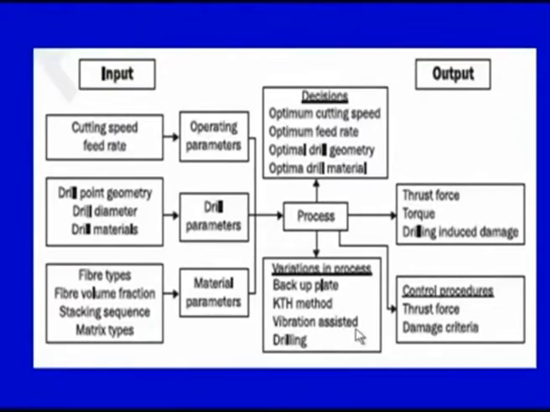And finally, what are the control parameters, what do we need to control? The output we need to control so that we get a good quality hole. So we can control the thrust force and the damage criteria. If damage takes place beyond a particular level, we have to fine tune or tweak our process.